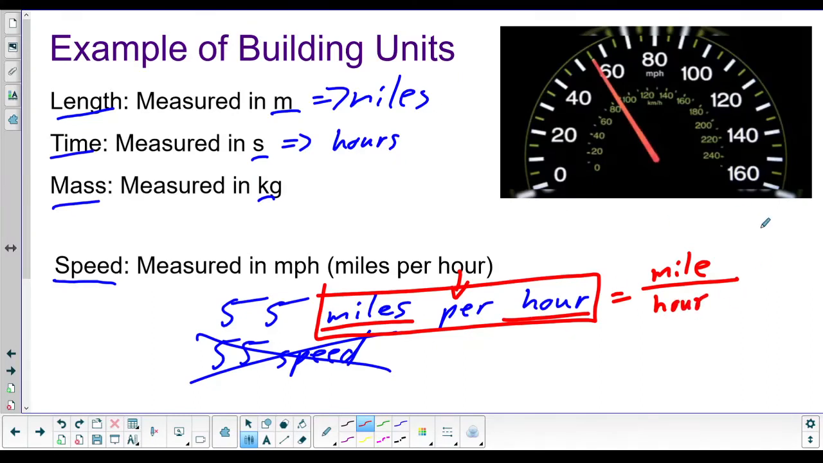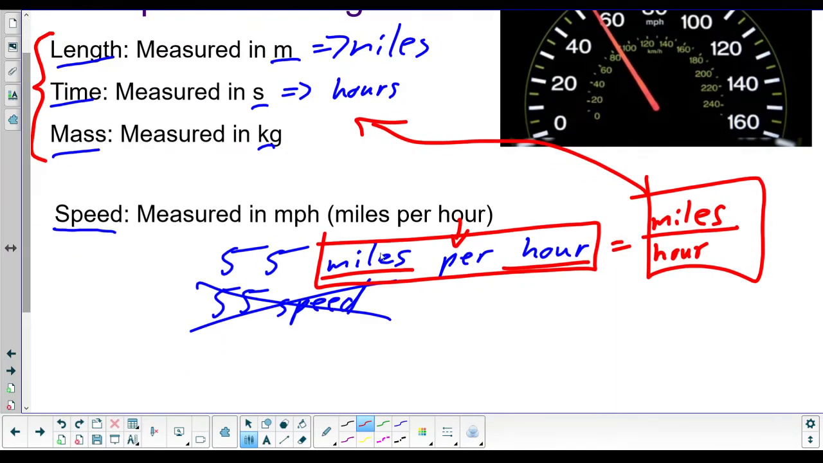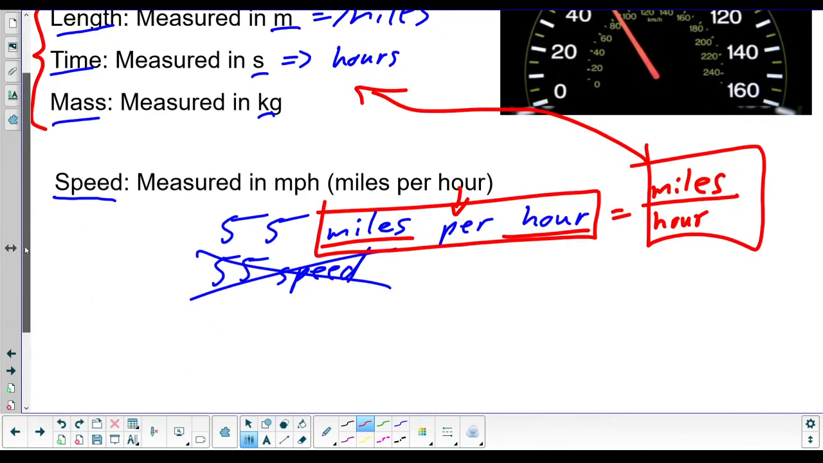So we don't have a new unit. We have a unit made up of two of our building block units, or units that describe the three kind of fundamental things you can measure about stuff. So eventually we will get things that are too complex, right?